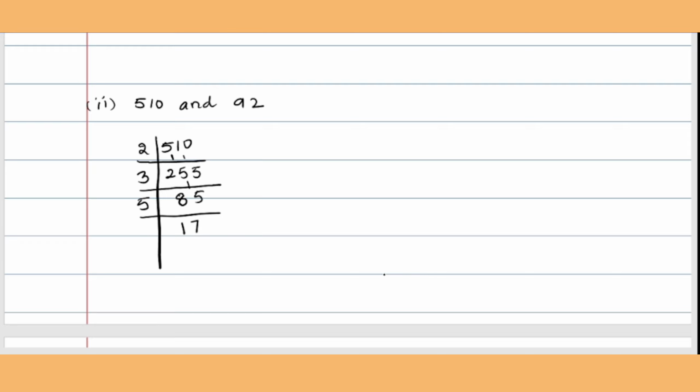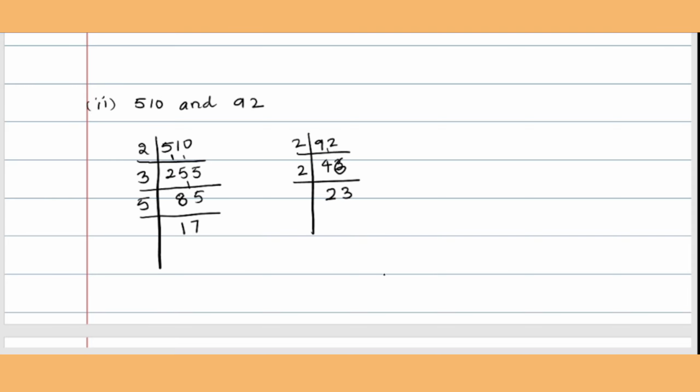Now the prime factorization of 92 is nothing but when 92 is divided by 2, we get 46. 2 times of 6 we get 12. Now 2 times of 2 we get 4, 2 times of 3 we get 23. So the prime factorization is done.